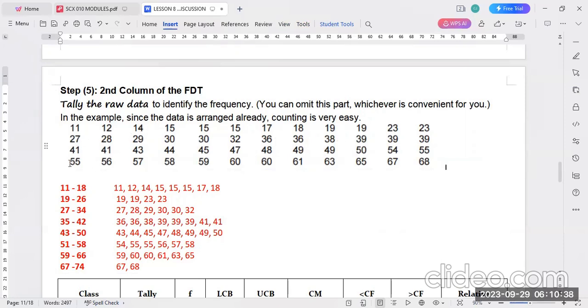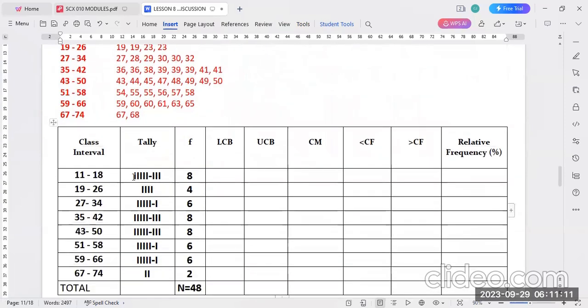Now, as you can see, sa first one, 11 to 18, we have 11, isa, 12, dalawa, 14, tatlo, 15, apat, 15, lima, 15, anim, 17, pito, and then 18, walo. Kasali ba si 19? Hindi. Kasi 11 to 18 lang po. Okay, so we have 1, 2, 3, 4, 5, 6, 7, 8. So, kada number na makikita ninyo na nagpo-fall under 11 to 18 from the data, isang guhit po. That's why dito sa tally may 8 guhit dito.